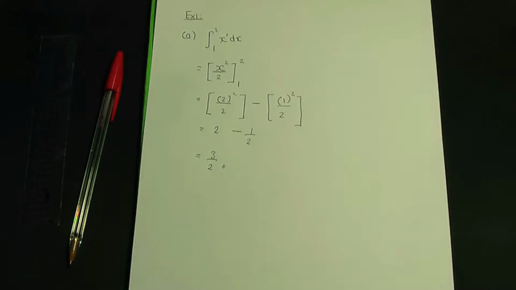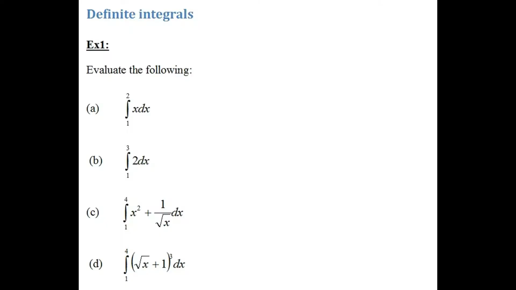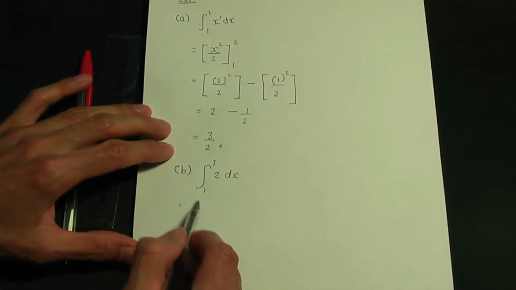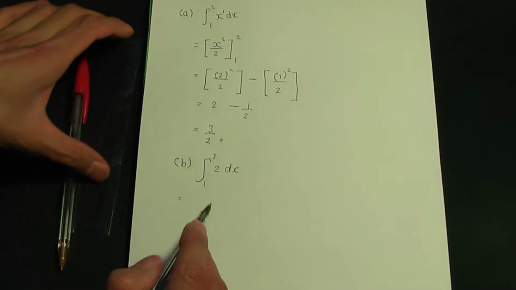So back to the screenshot. So we have another example. So here's part B. Part B is to integrate 2 with respect to x between the limits 1 and 3. So let's have a go at this one. Back to the paper and pen. So we're integrating 2 with respect to x between the limits 1 and 3.